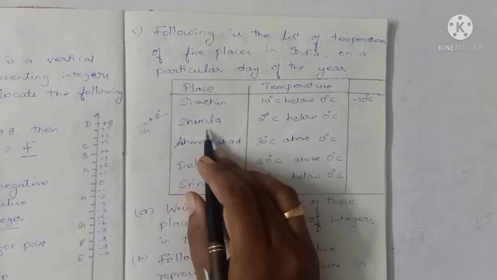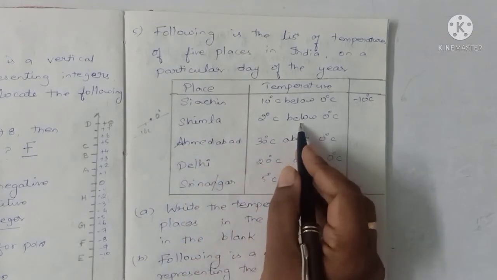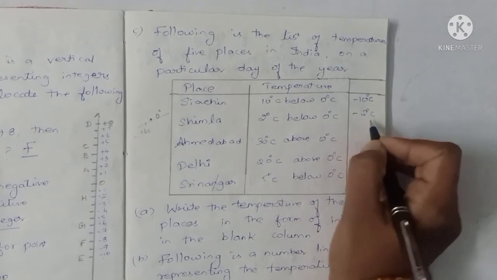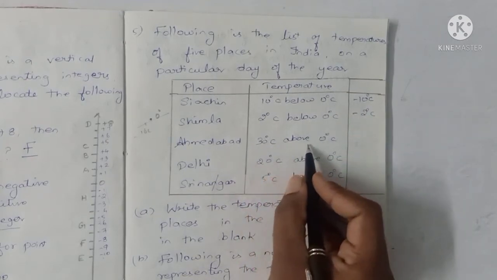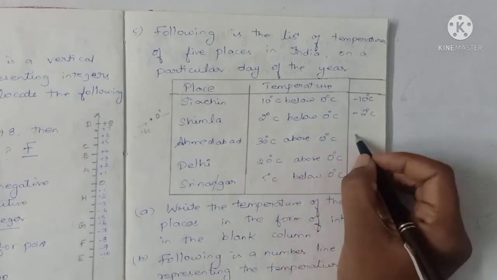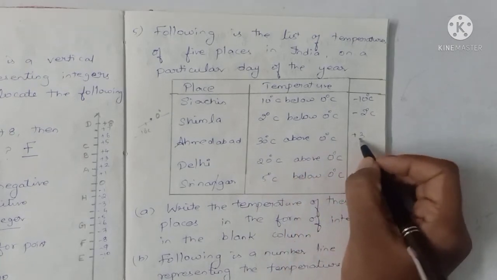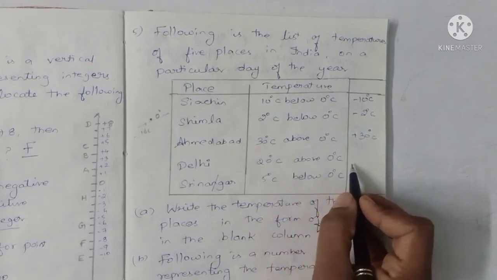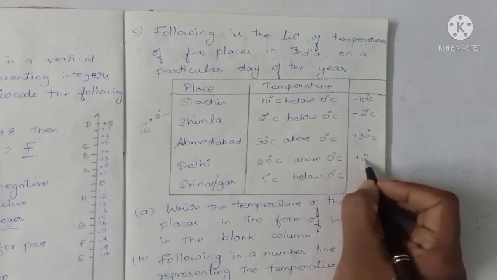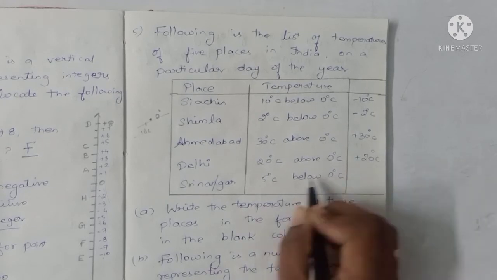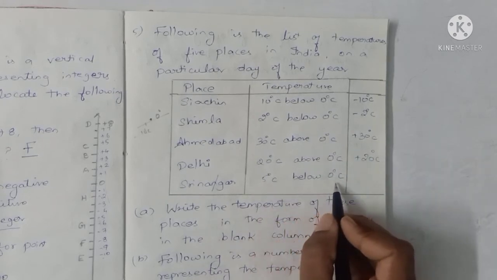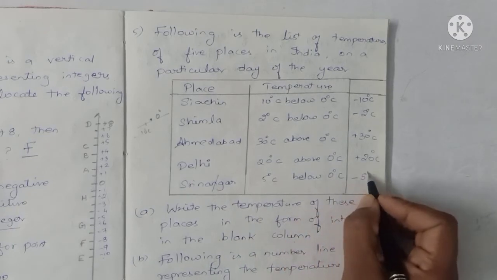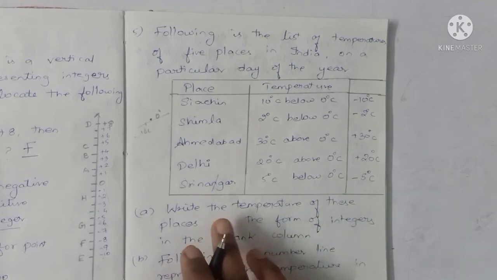The next, Shimla, 2 degrees Celsius below. So for below you have to put a negative sign, -2 degrees Celsius. Next, 30 degrees Celsius above 0 degrees Celsius. So positive value, so plus 30 degrees Celsius. Next, 20 degrees Celsius above 0 degrees Celsius, so it is plus 20 degrees Celsius. Next, 5 degrees Celsius below 0 degrees Celsius. So we are having below, no? So you have to put -5 degrees Celsius. So this is the answer for subdivision A.